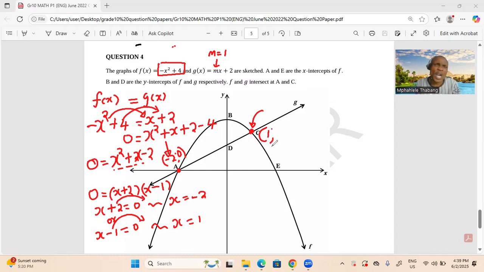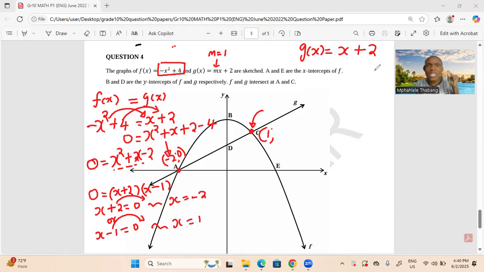I just have to find now the y coordinate. What do you do to find the y coordinate? Go back to those two functions that were meeting. Remember, we have got two functions that are meeting, a quadratic and a straight line. I'm going to go to the straight line. My straight line is g of x equals to x plus 2. This is the equation of a straight line. So where there is x, I plug in 1.